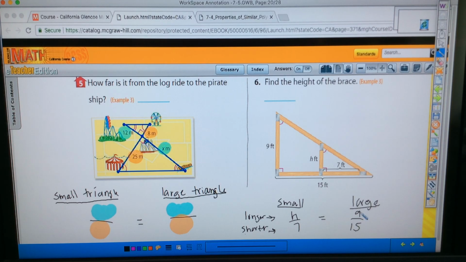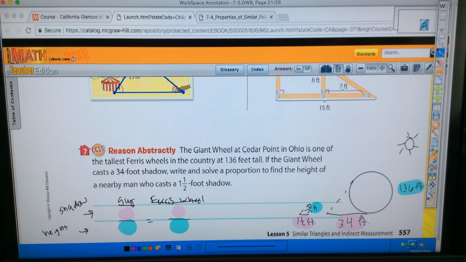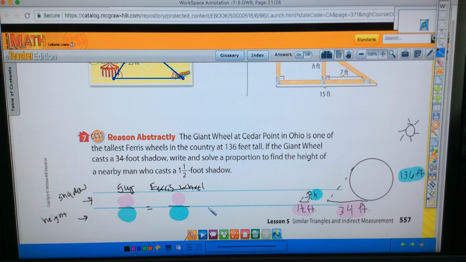Okay, so the last one I'll kind of talk to you guys about is 7. It's pretty doable. I went ahead and I just drew it out for you guys to help you visualize. There's a Ferris wheel. It's 136 feet tall. It's casting a shadow that's 34 feet. There's a guy. We don't know how tall he is. His shadow is 1.5 feet. So I went ahead and I made my list. The guy, the Ferris wheel, the shadow for both have to correspond. The height for both have to correspond. So I'm thinking that's pretty much it. The rest of this should be pretty doable for you guys.